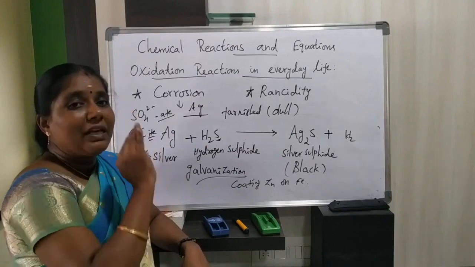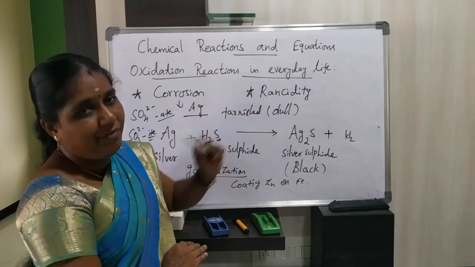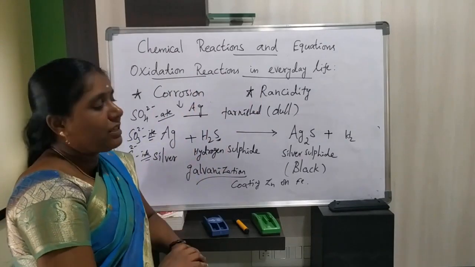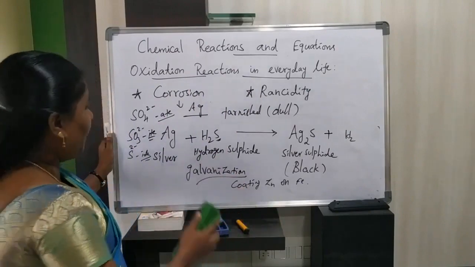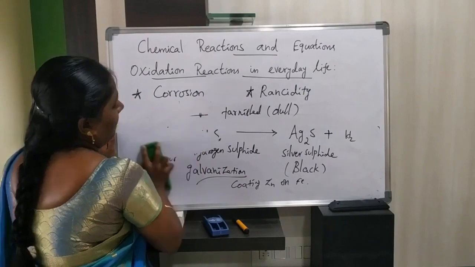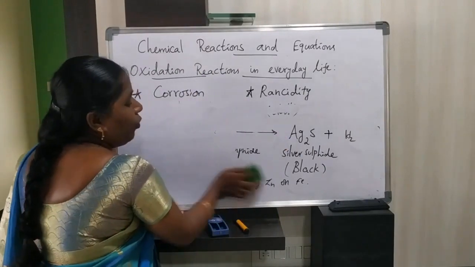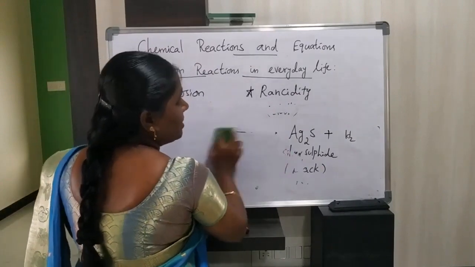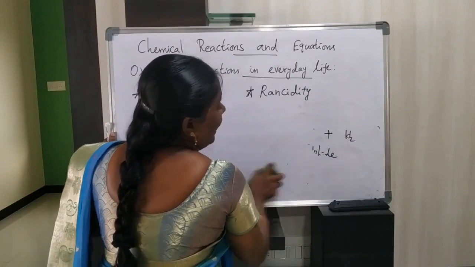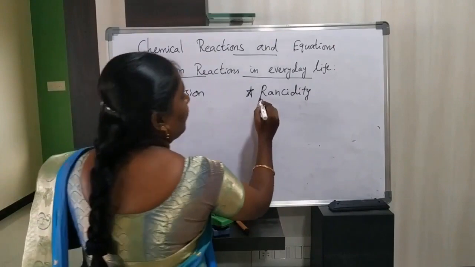This is corrosion. It is one of the examples of oxidation reactions in everyday life. Next example, we are going to discuss rancidity. Listen. Do you know what is meant by rancid? Rancidity. Now we are going to discuss rancidity. Do you know what is meant by rancidity?